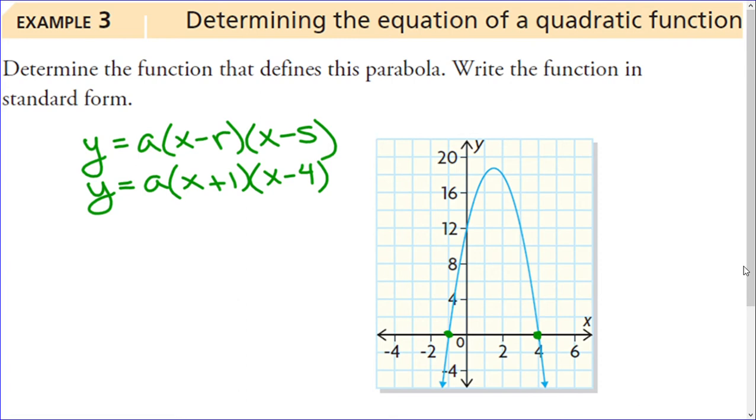It only works when r is plus 1. Same thing here. If I want negative 4 to show up for s, then that's because my root is positive 4, and 4 minus 4 will give me 0.